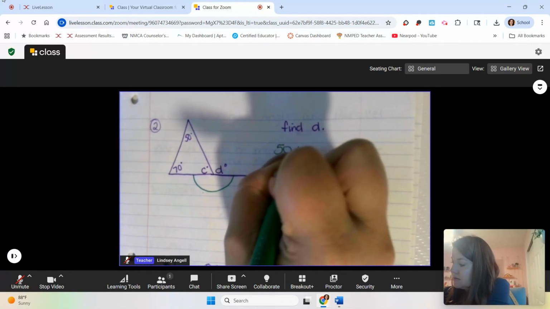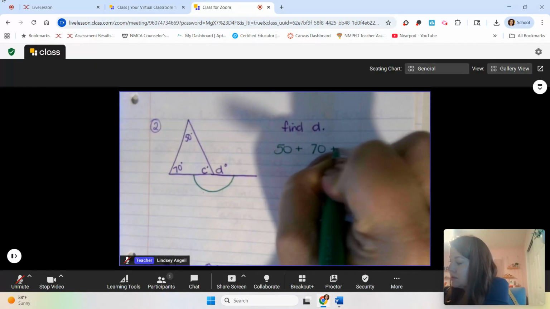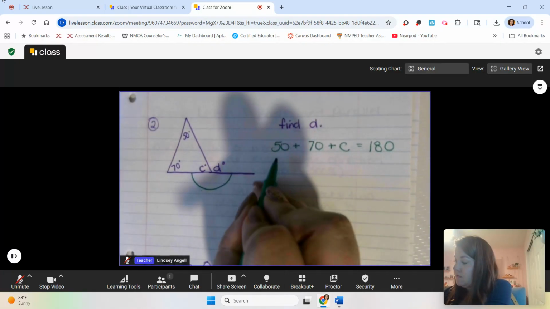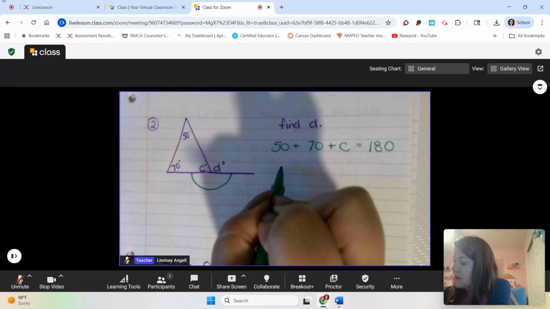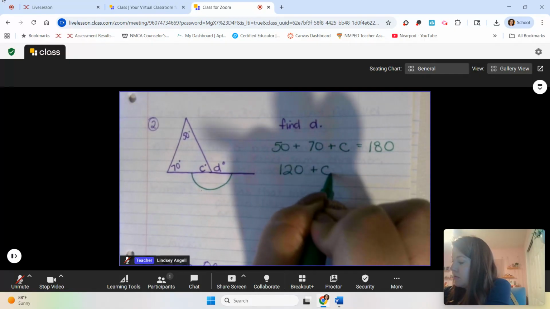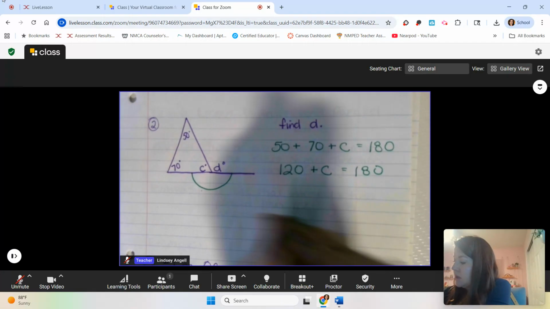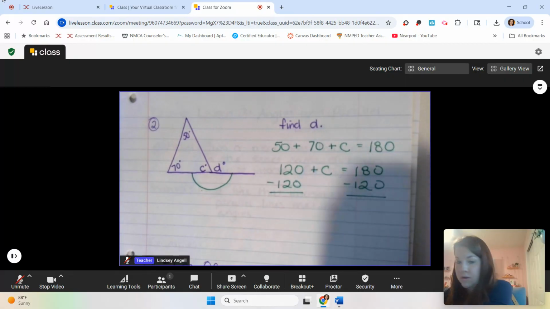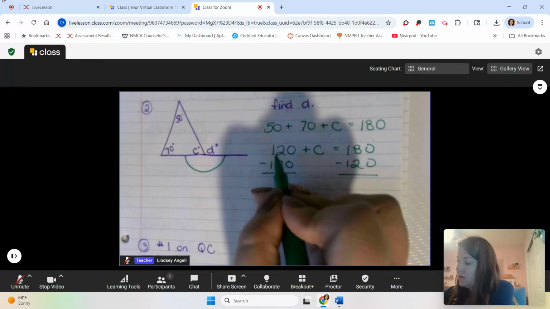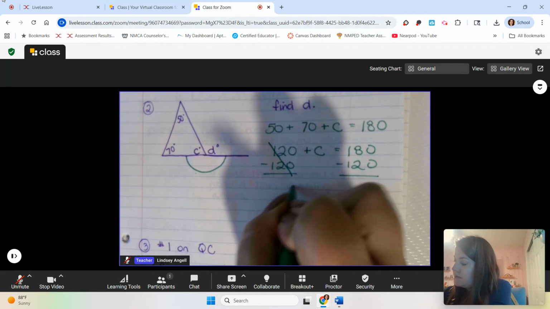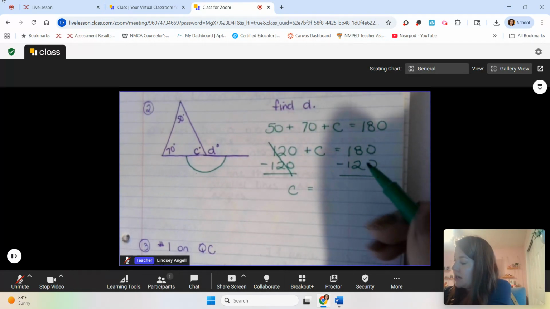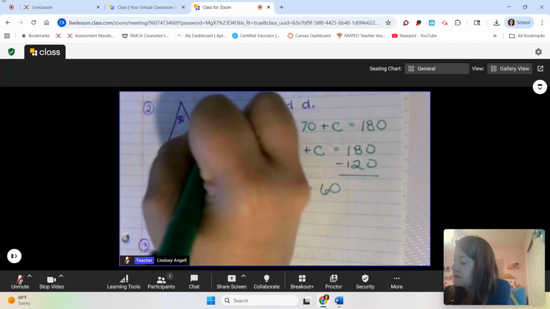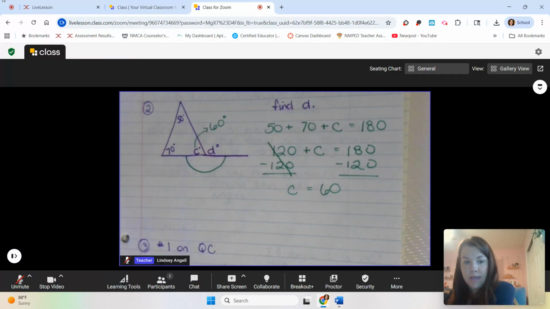We've got 50 plus 70 plus C equals 180. Well, 50 plus 70, that would equal 120. To get rid of it, I can subtract it from both sides. Remember, whatever you do to one side, you have to do to the other. 120 minus 120, we're left with C, and then 180 minus 120 is 60. So that tells me that C is equal to 60 degrees, okay?